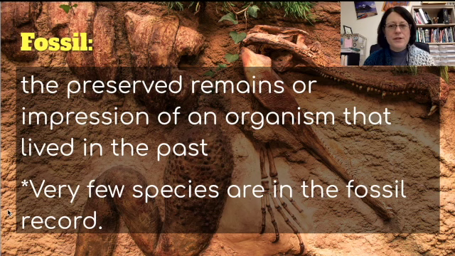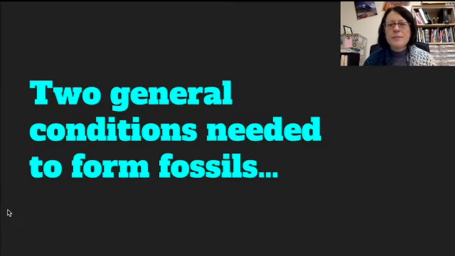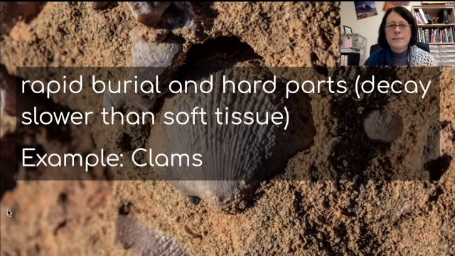So, the first thing we need to know is what is a fossil? These are the preserved remains or impression of an organism that lived in the past. Now, really important note here, very few species are in the fossil record. We tend to think that all of them must be in the fossil record, but there are not that many in the fossil record because there are two general conditions needed to form a fossil.